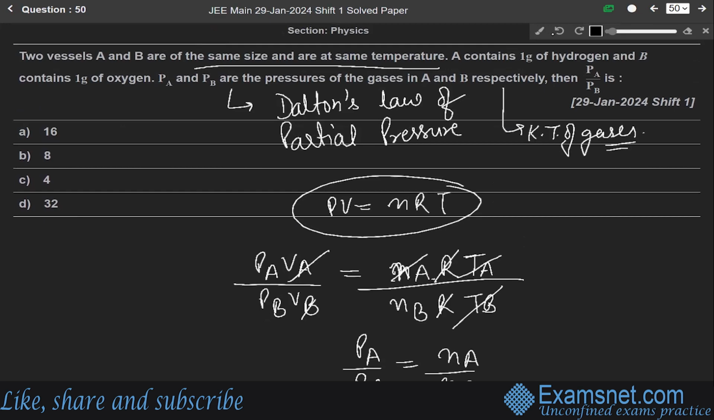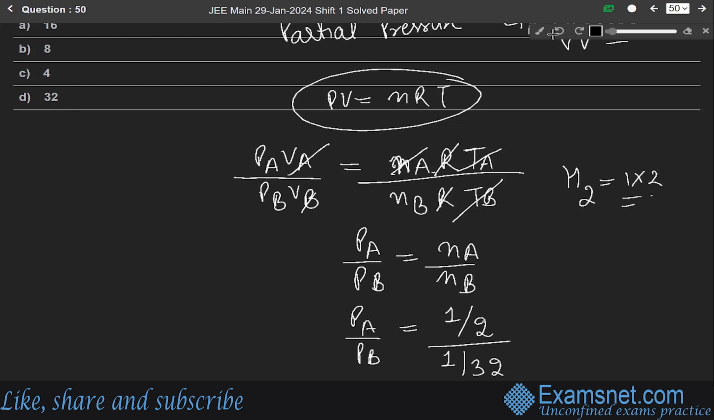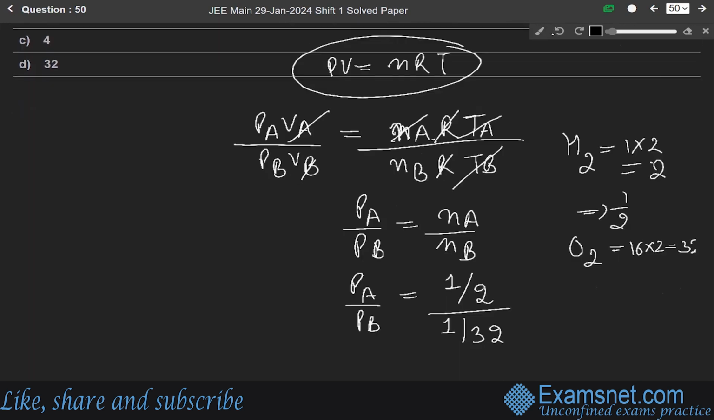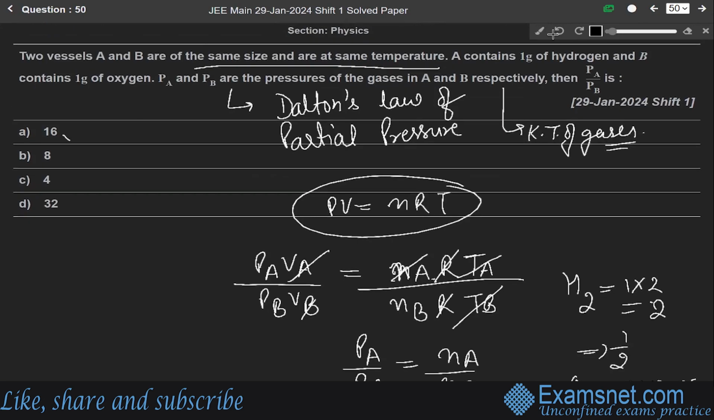1 gram of hydrogen and 1 gram of oxygen means PA over PB will be equal to: 1 gram of hydrogen means 1 by 2, and 1 gram of oxygen means 1 over 32. Hydrogen H2 means 1 into 2, so it will be 1 by 2. And oxygen O2 means 16 into 2 equals 32, so 1 gram of oxygen means 1 by 32. So we will get 16. So the PA over PB ratio is 16 to 1, means 16. So our correct answer is option A, 16.